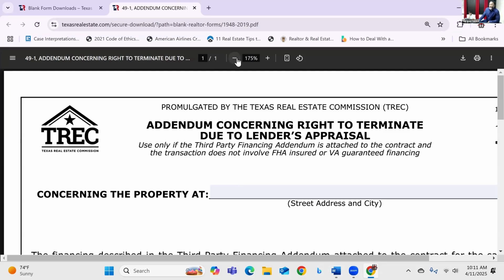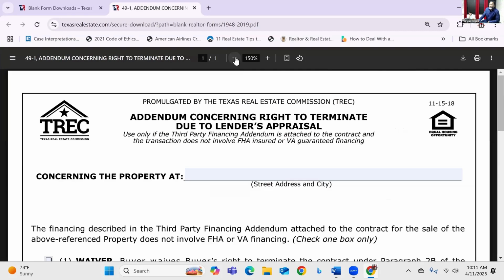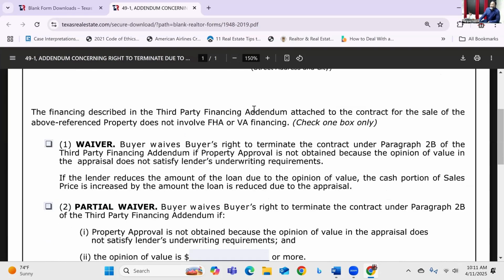Anyway, you've got to put the property address at the top, of course. And the next thing it says is, the financing described in the third party addendum attached to the contract for the sale of the above referenced property does not involve FHA or VA. They tell you at the top, and they tell you again. They say it two times, and you'd be surprised how many times we'll see this form being used for FHA and VA. Okay, so let's go into the first waiver.